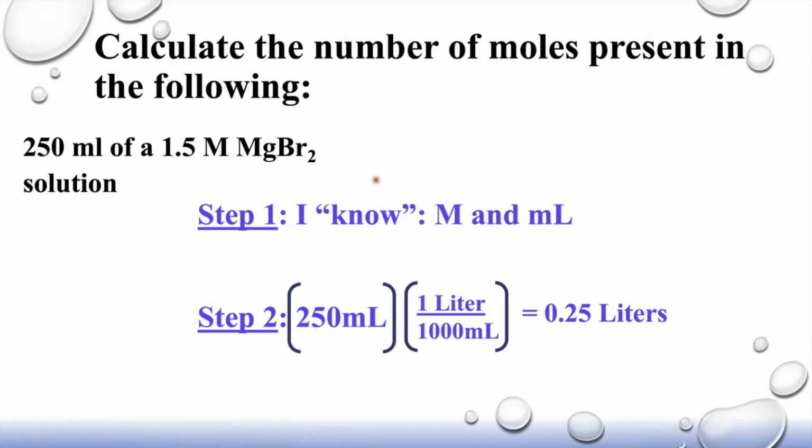The first thing I'm going to do in step 1 is ask what I know. I know I have molarity, big M. I have 1.5 molar MgBr2. And I know the milliliters. Now that we know milliliters, step 2 is to convert that 250 milliliters into liters. We set it up so we can cancel out milliliters. We're left with the liters label. 250 divided by 1,000 is 0.25 liters.